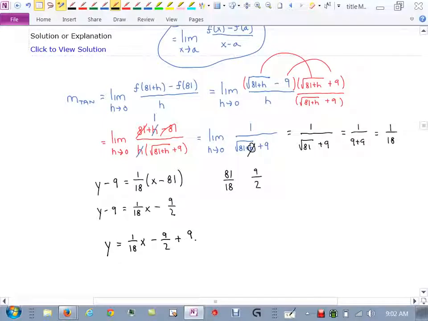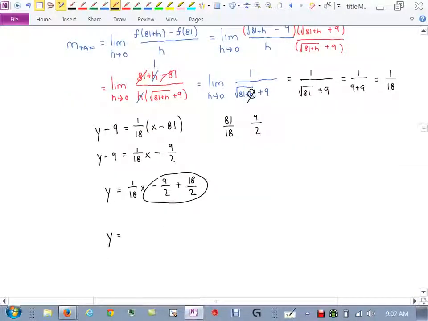I'm going to rewrite 9 as 9 over 1. And then I'm going to multiply top and bottom by 2, which will give me 18 over 2. I'm getting common denominators, so I can put these two together. And so I get y equals 1/18 x, and then plus 9 halves. That should be the equation of my tangent line.